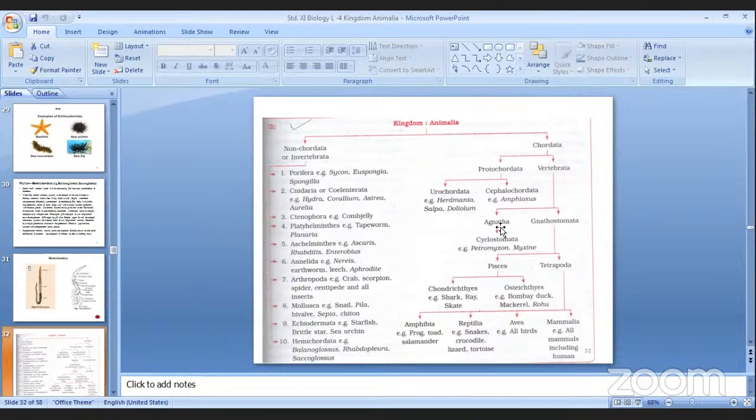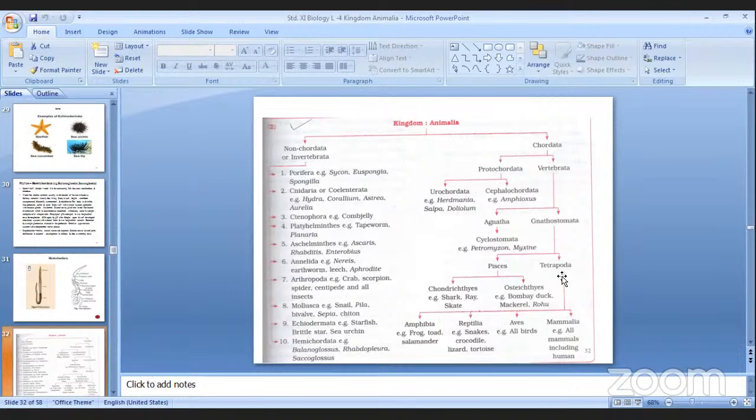Again, they are classified into two, that is Agnatha or Agnathostomata, and Gnathostomata. Clear? And in Agnatha, only one living group is Cyclostomata. Example, Petromyzon or Myxine, right? Then Gnathostomata has Pisces and Tetrapoda. Pisces is further classified into Chondrichthyes and Osteichthyes. The examples are given over here. We'll be seeing them later on also.